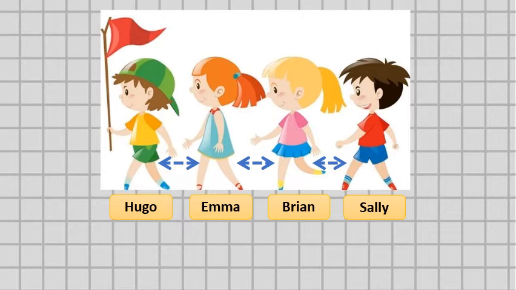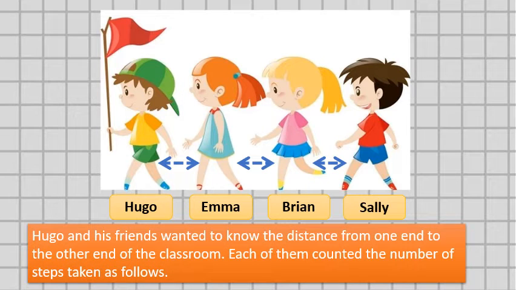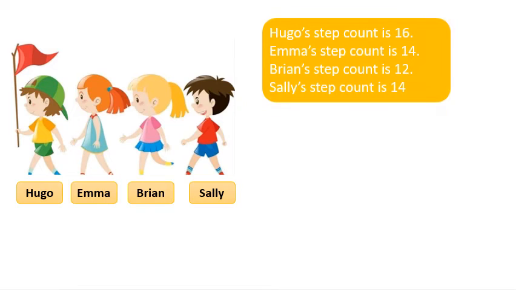Let's take a look at the example. We have here Hugo, Emma, Brian, and Sally. Hugo and his friends wanted to know the distance from one end to the other end of the classroom. Each of them counted the number of steps taken as follows. Hugo's step count is 16. Emma's step count is 14. Brian's step count is 12. Sally's step count is 14.